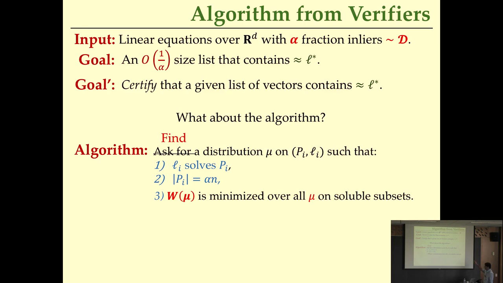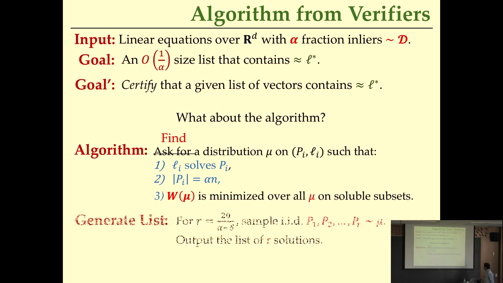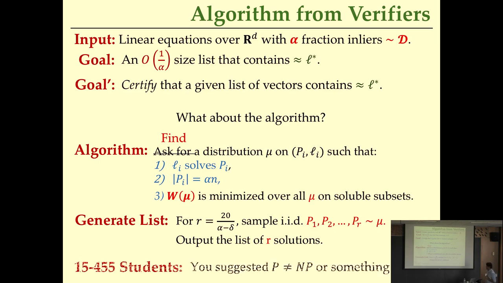Find a distribution which satisfies all those properties. Seems reasonable. That's what you would do if you are in 455. And the rounding would be the same. Once you found this mu, you would do exactly the same as we did before, and that would be an algorithm, right? But if you are a 455 student, you'd also say that, well, didn't you suggest P is not equal to NP or something, and this is not supposed to be possible?